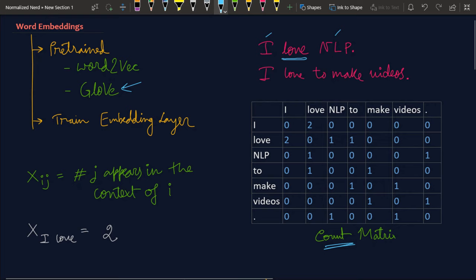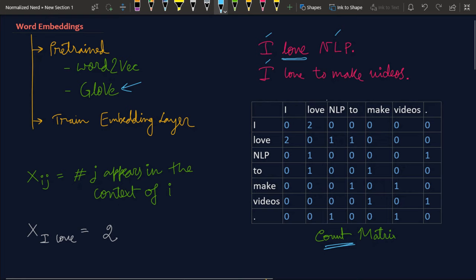Now you can see that there is a 2. Why? Because "I" comes 2 times in the context of "love", but "NLP" comes only 1 time. That's why here we have 2, but here I have 1. So that's how we are gonna build the whole co-occurrence matrix.